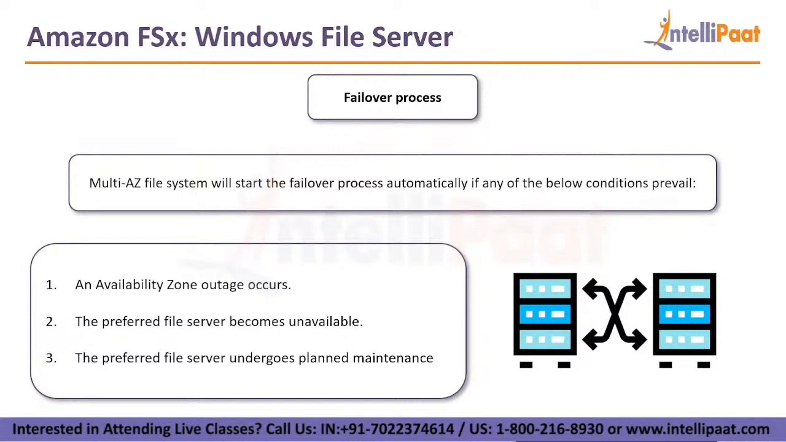And then the preferred file server undergoes planned maintenance. So when the primary file server is under maintenance, the secondary file server will be used for the time being. And once it comes back up, the failover will return to the primary file system. So it's pretty simple. The failover process is pretty straightforward. We can see that. Okay.